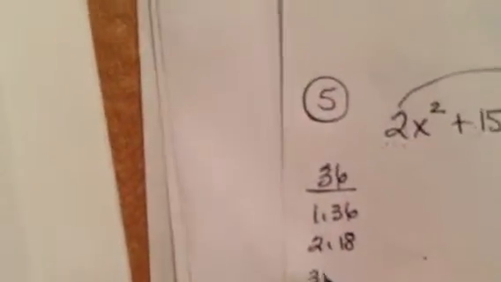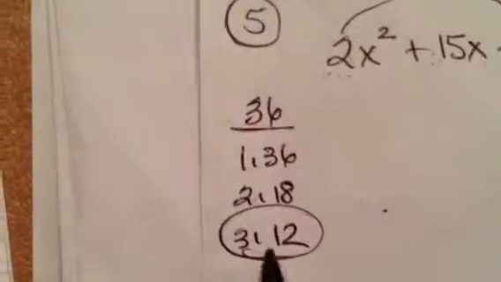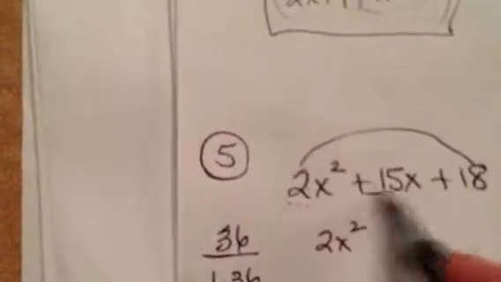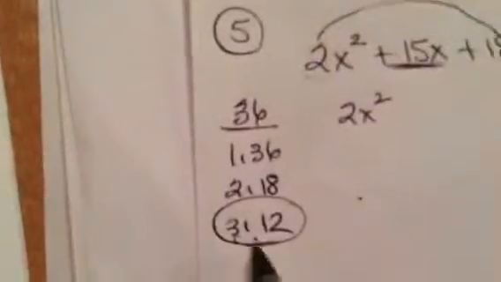Okay, 3 times, what is it, 12? 3 times 12 is 36. Hey, 3 plus 12 is 15. There's my magic numbers right there. Okay, so I'm ready to play my game. Whatever this is, copy it down. Okay, but instead of this middle term, I'm going to substitute these in.